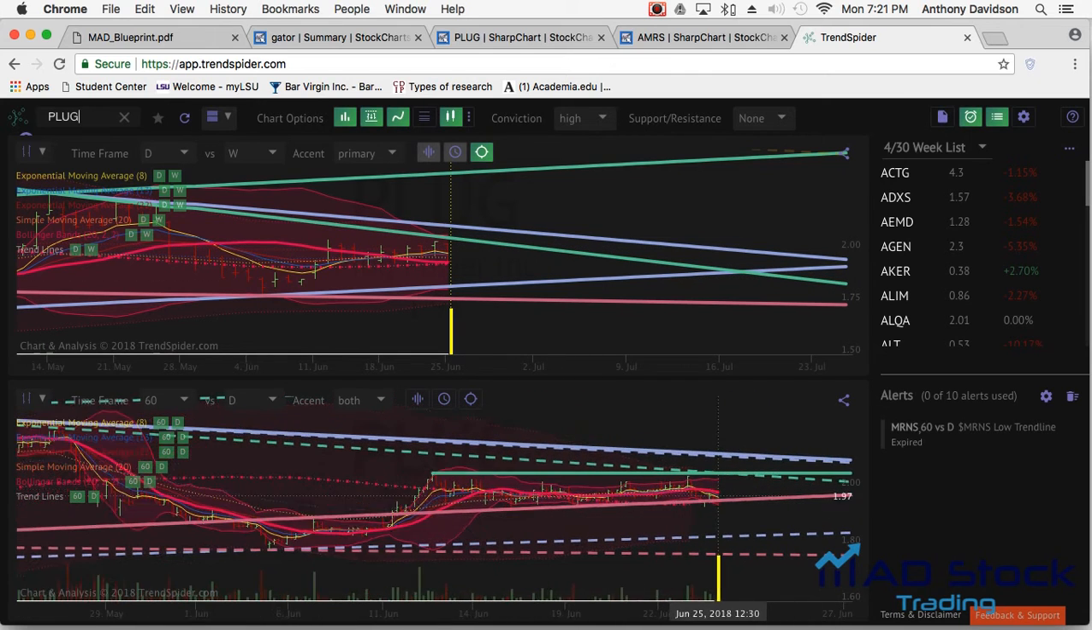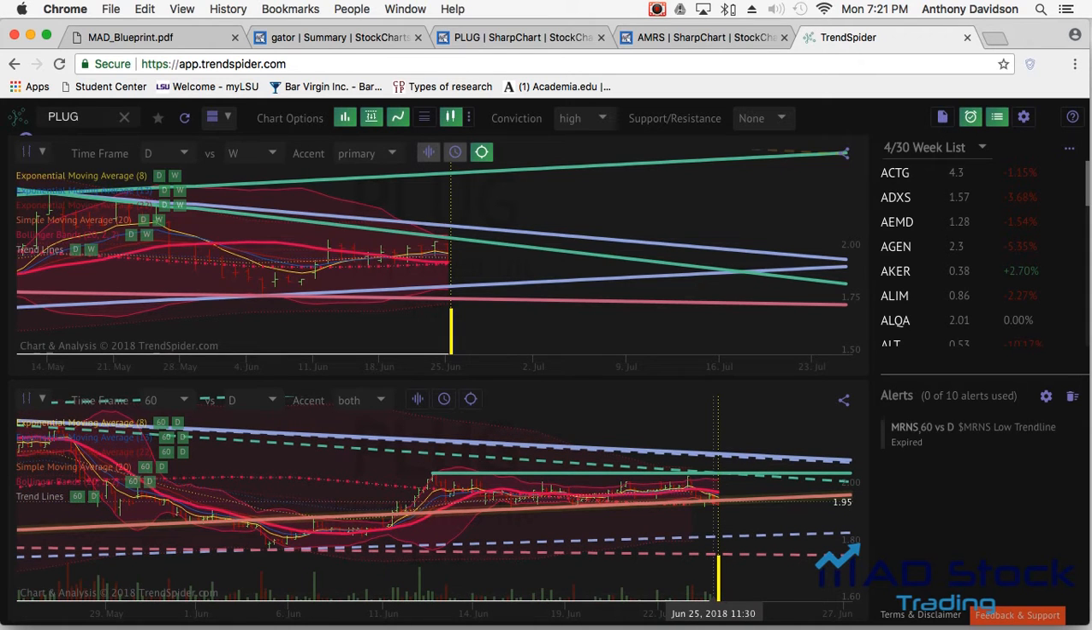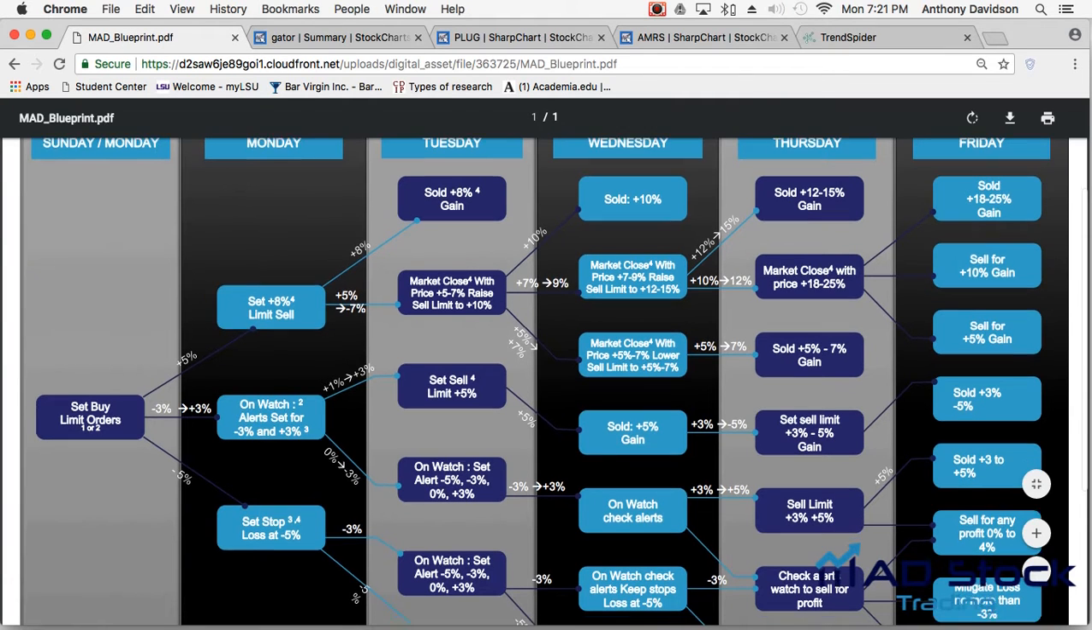Down here on the hourly, it went right below the support line, so tomorrow that tells me 2 things. One, if it continues below, let's say 193, I'm going to set my 5% and be out since it crossed that. Or if it stays above 195, I'm going to keep this around for another day. So PLUG on the MAD blueprint.